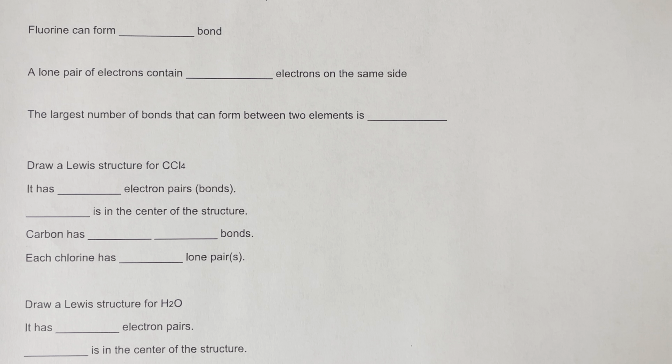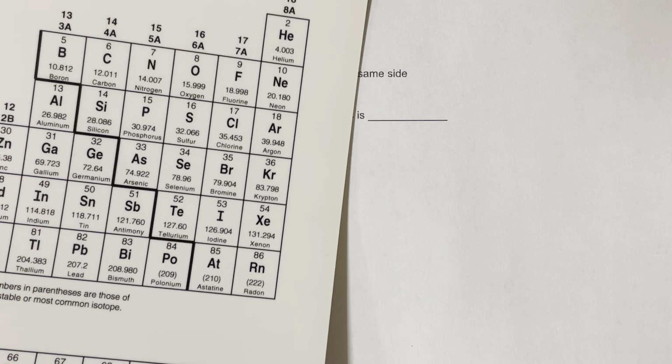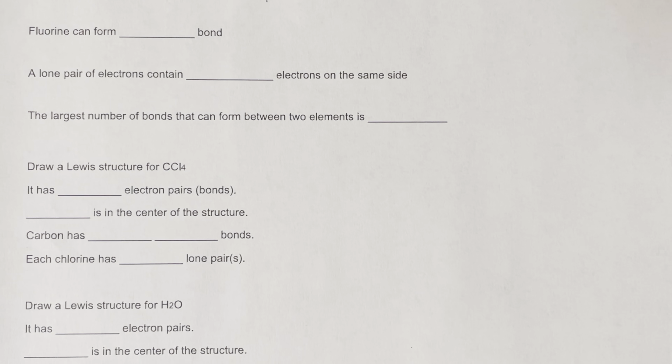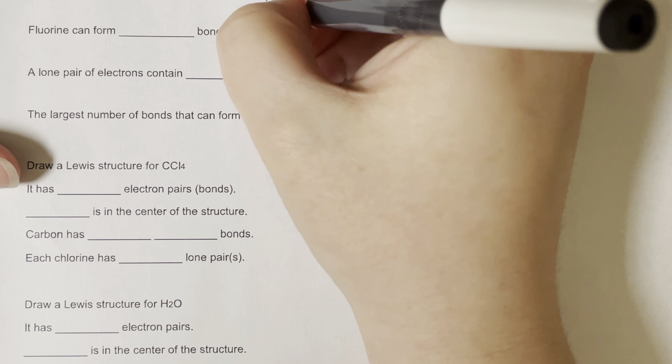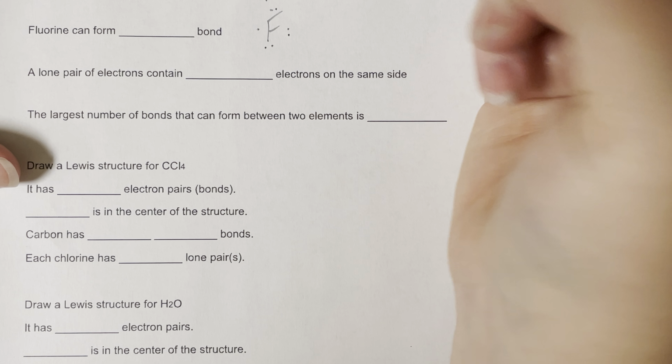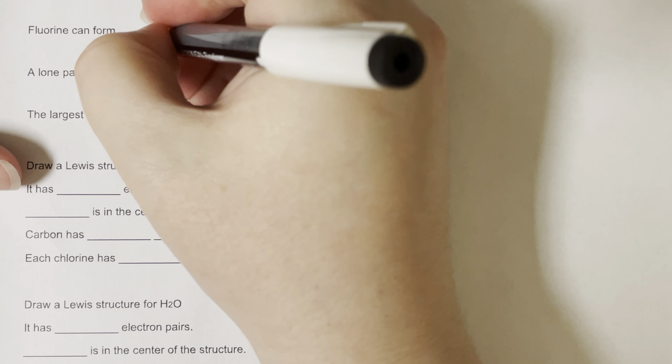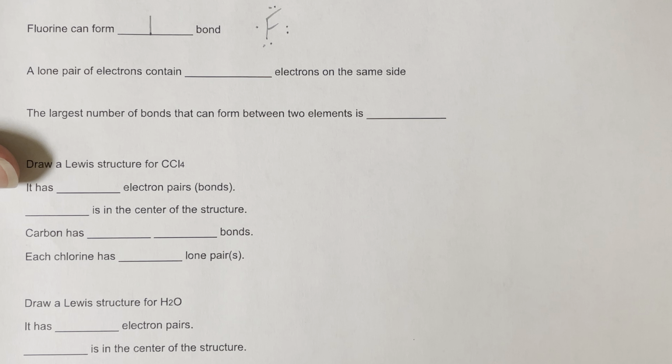Fluorine can form how many bonds? This is going to depend on how many lonely electrons fluorine has. Fluorine is in column 7, which means that it is going to have 7 valence electrons. So if I was to draw the Lewis structure for fluorine, it would look like this. Fluorine has 1 lonely electron, so it can form 1 bond.